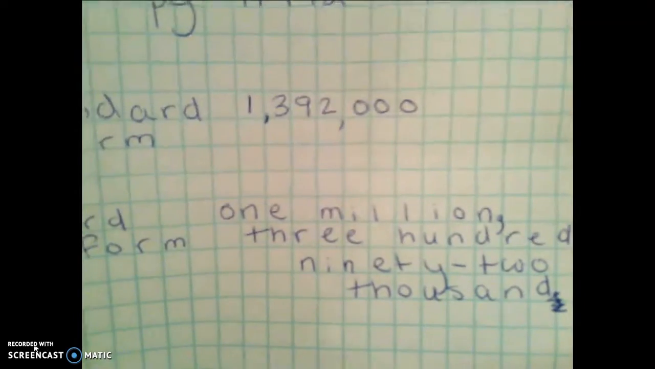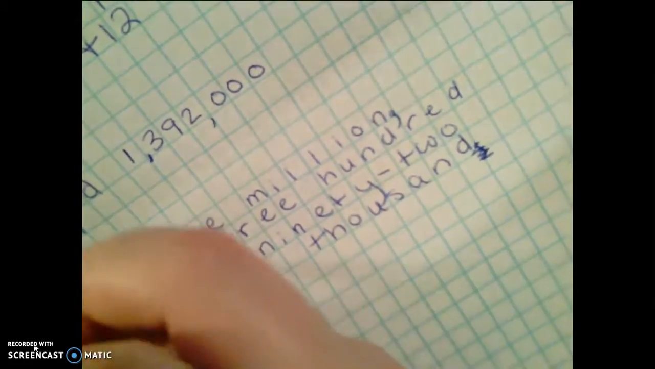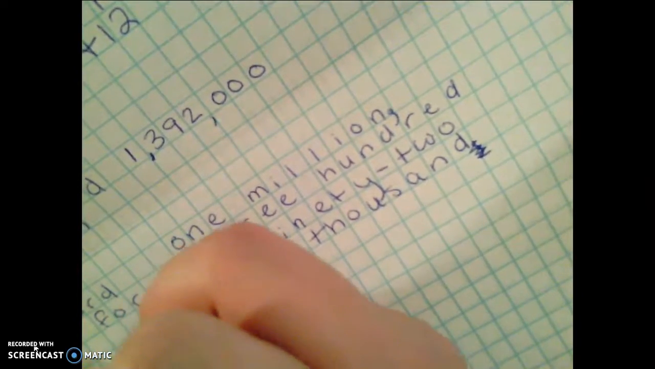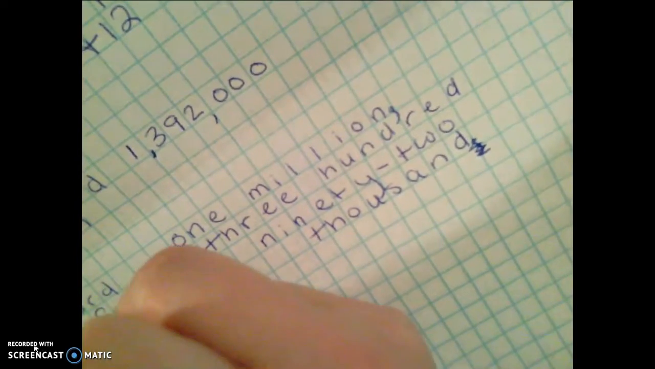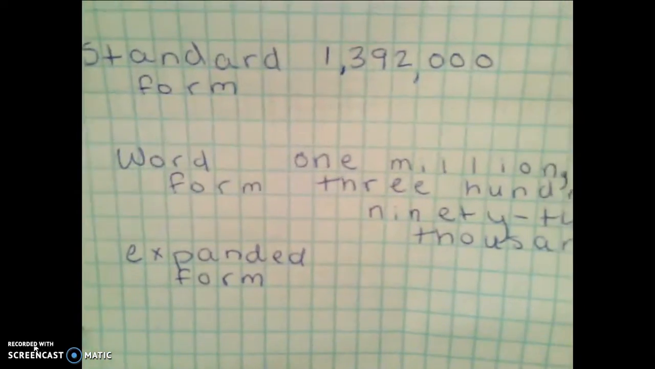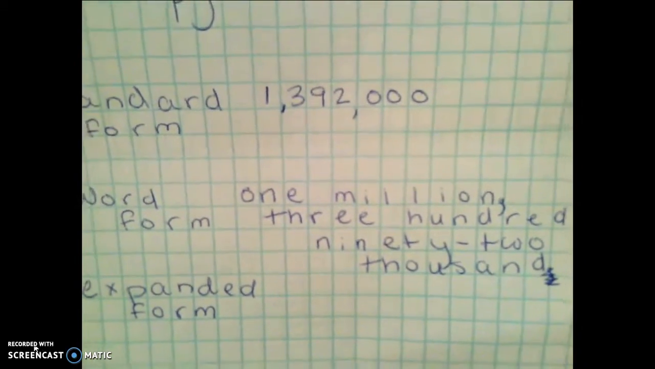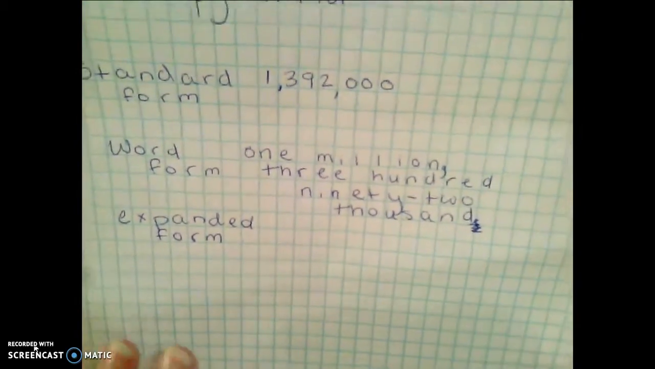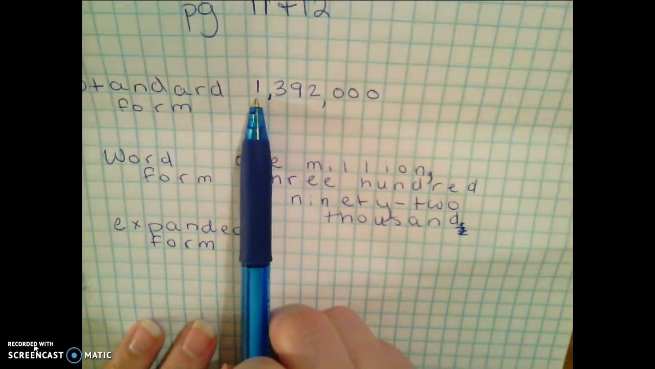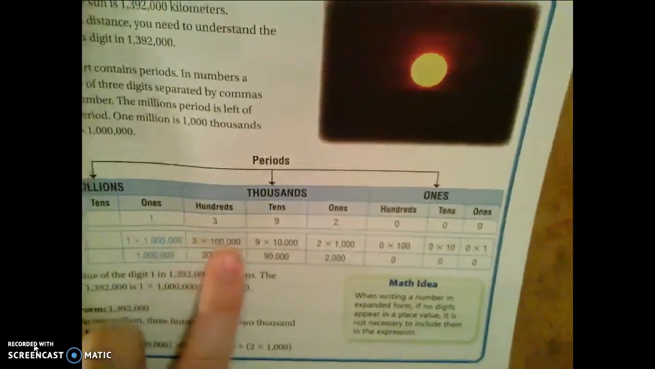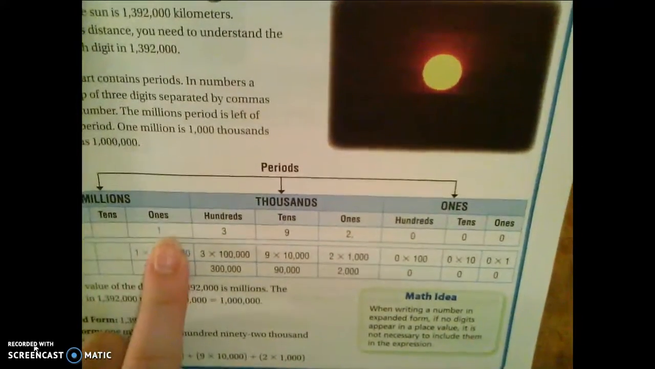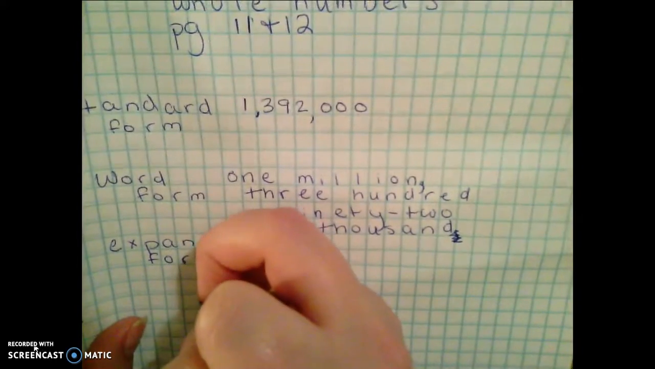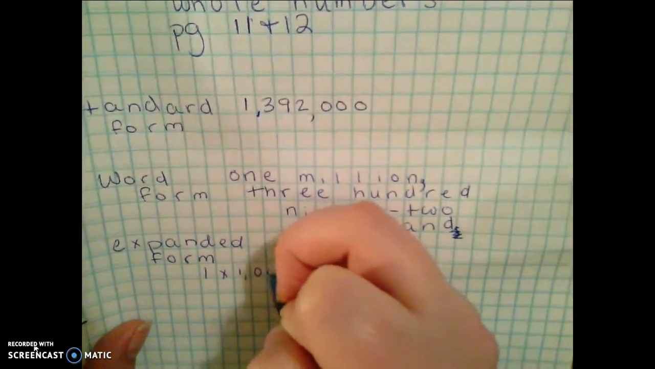Now we are going to look at expanded form. So expanded form, you have to look at the value of the number. In this case, if we look here at this 1, what place value is that 1 in? Well, if you don't know by just looking at the number, if we look at our place value chart, it's in the 1 millions. So that means we're going to do 1 times 1 million.